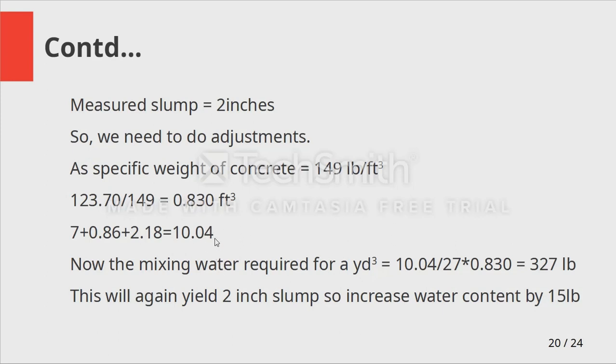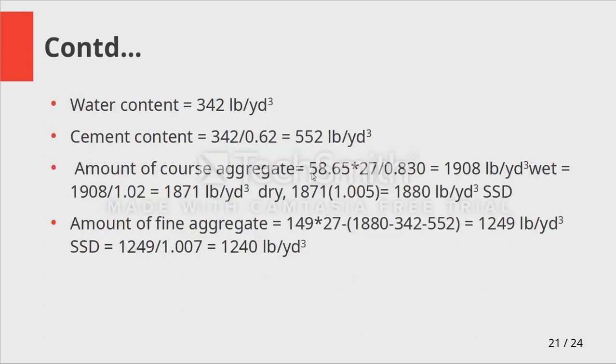Just divide this 10.04 by this 0.830 and also multiply it by 27, so you will get the amount of water. But the ACI says that this will again give you the 2 inches slump. So now what to do? They say that if you are increasing the slump by 1 inch, then you should increase the water content by 15 lbs. So if you increase this by 15 lb, it gives you the value of 342 pounds per cubic yard.